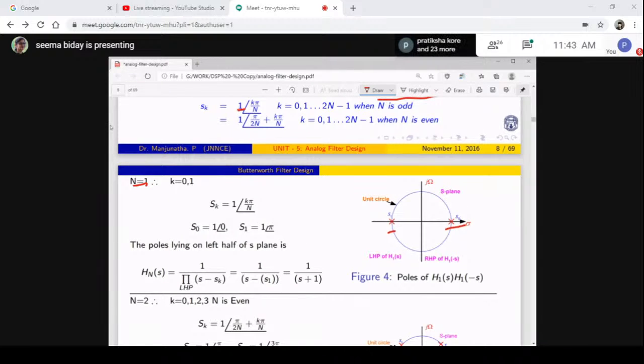Now, the poles lying on the left half of the plane is this one. Is it okay? Why we are considering only left half of the plane? Yes. Why we are considering only left half of the plane?